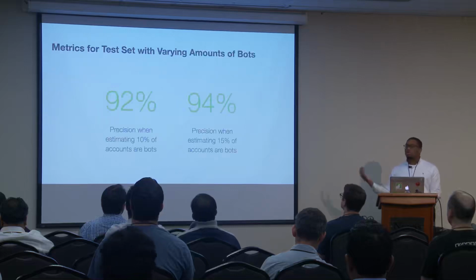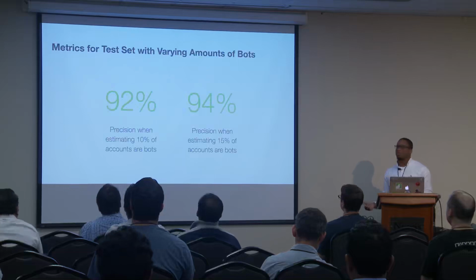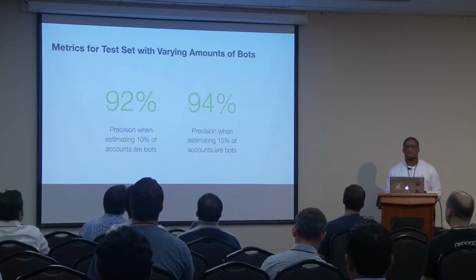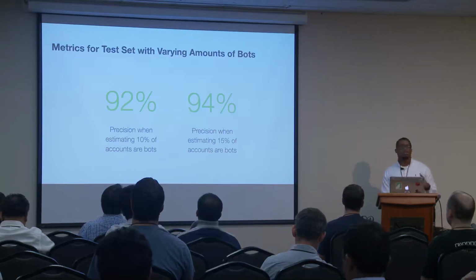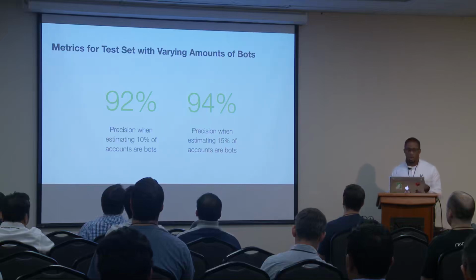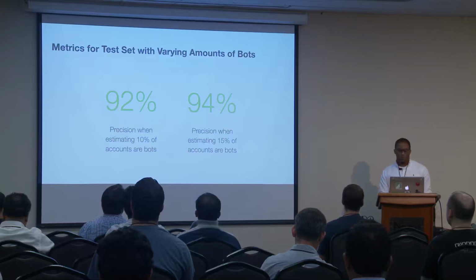So we did try to account for these unknowns in one way. Those same USC researchers estimated that the true percentage of bots on Twitter's platform is between 10 and 15%. So we varied our test set to match that. And as you can see, the precision actually fell. That's because we had a lot of bots in our data set, and so when we tried to match the true percentage, it fell. Nevertheless, these are still good outcomes for our particular classifier.